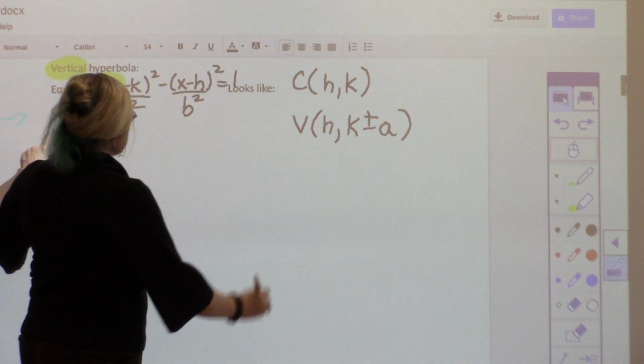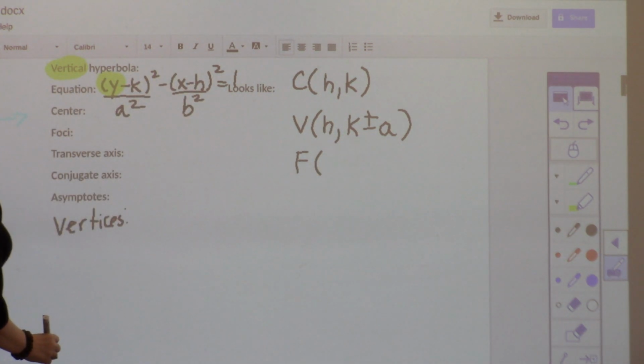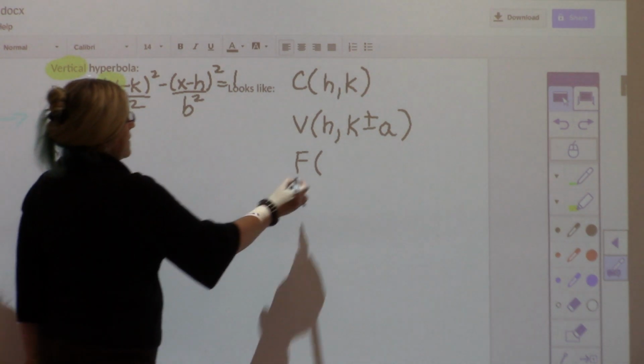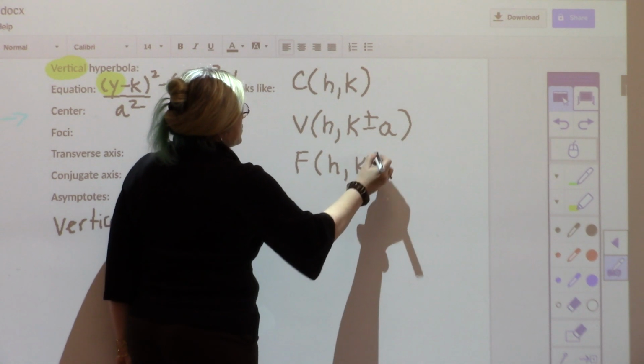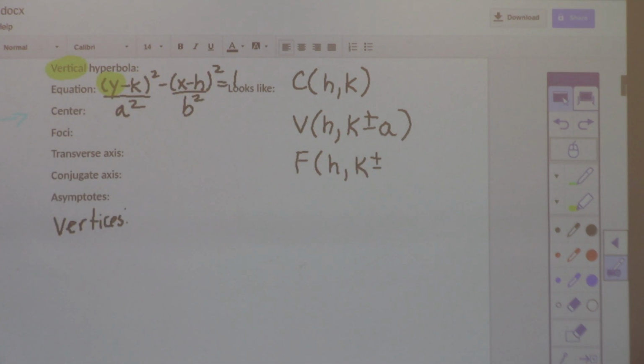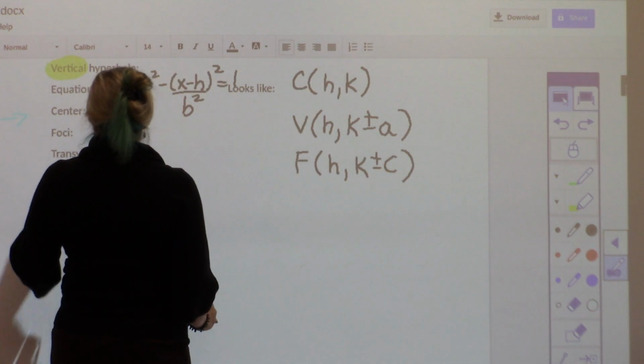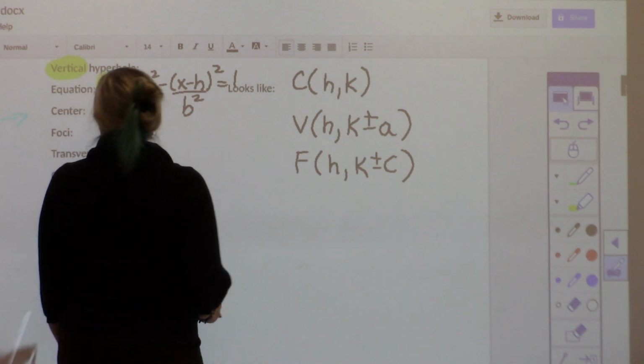Now, the foci. Would you agree that the foci are in that same order, weren't they? So which one's going to change, the h or the k? The k. Only this time, how much is it going to change by? c. Yes, because from here to here is c. Or there. All right?